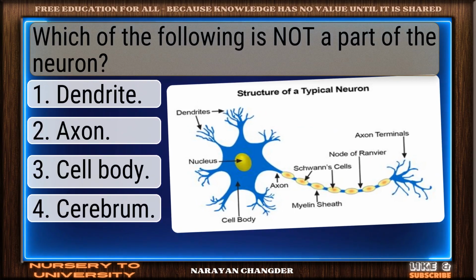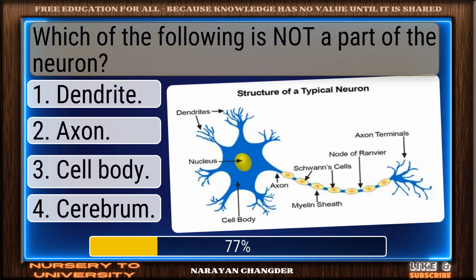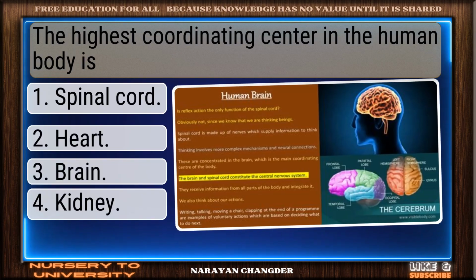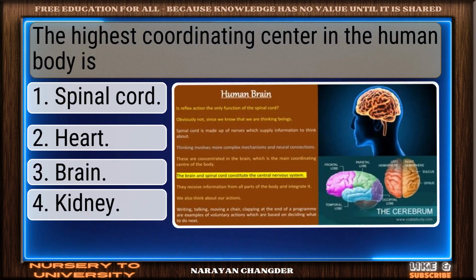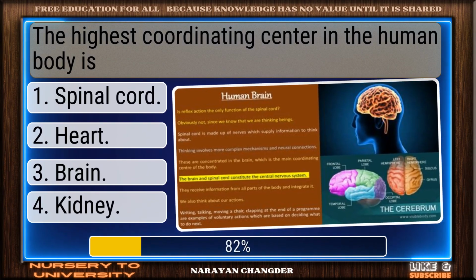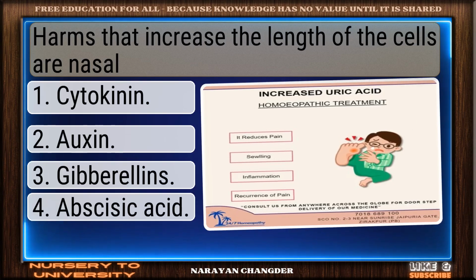Which of the following is not a part of the neuron? Correct. Cerebrum is spot on. The highest coordinating center in the human body is. Excellent. Brain is well reasoned.